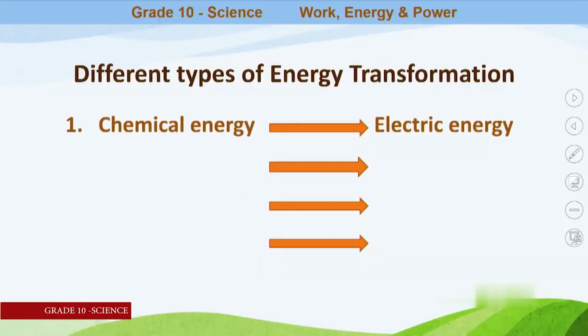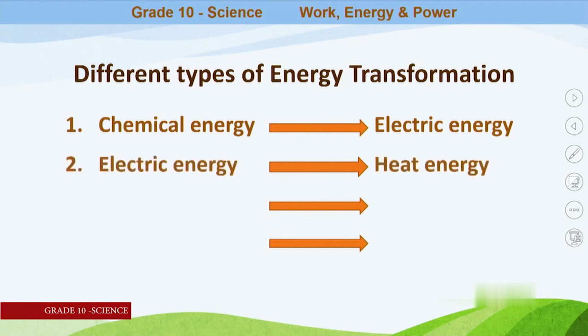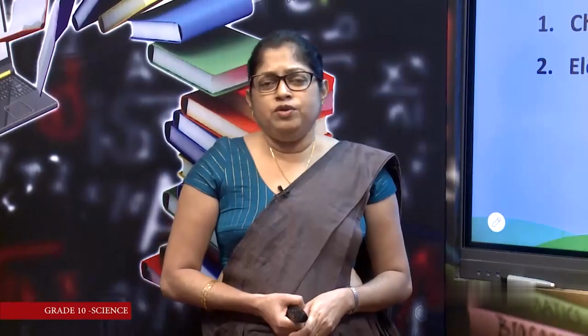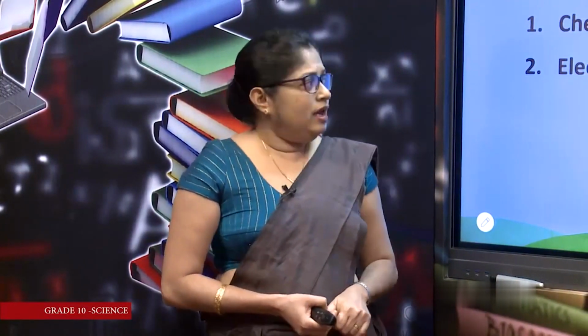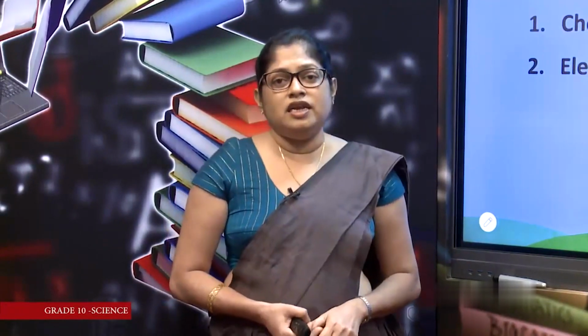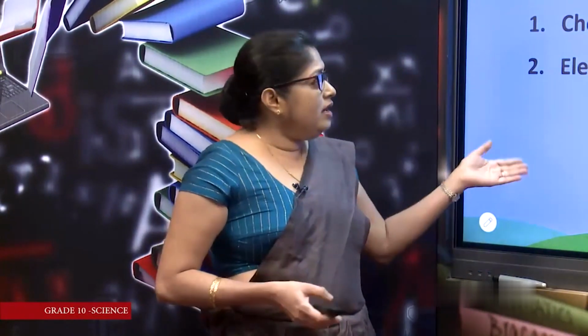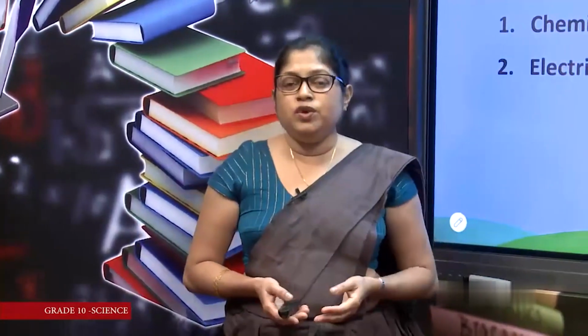Whenever you write an energy transformation, you have to use an arrow like this to show the direction of energy transformation. Next one, electric energy into heat energy. This is also familiar to you. When you use an iron to iron your clothes, you use the electricity at your home. There, electric energy is converted into heat energy.